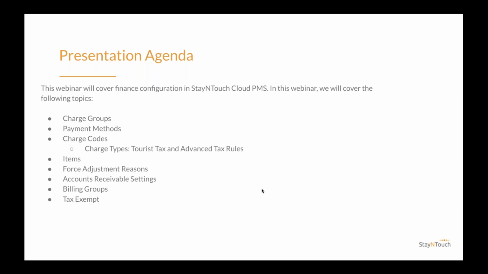Today's presentation will cover finance configuration in StayNTouch Cloud PMS. In this webinar, we will cover the following topics: charge groups, payment methods, charge codes, including charge types, which include tourist tax and advanced tax rules, items, force adjustment reasons, accounts receivable settings, billing groups, and tax exempt. We will have a short Q&A session at the end of the presentation.